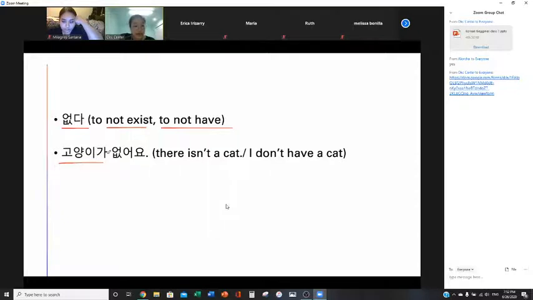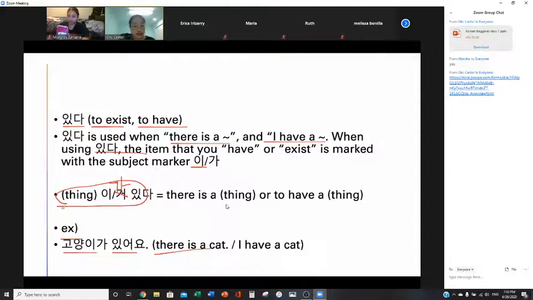And 가 is used since there's no 받침 right here. And 없어요 is the basic form of 없다, and 요 was added to be polite. So 고양이가 없어요. There is no cat, and I don't have a cat. So this phrase was used.